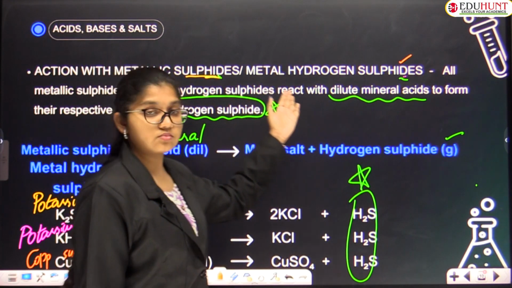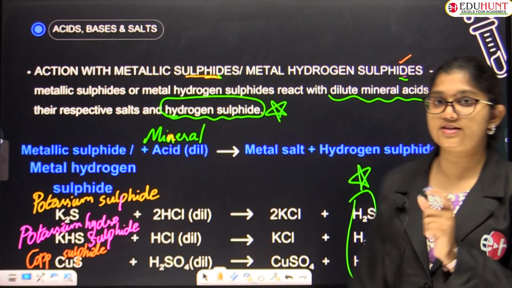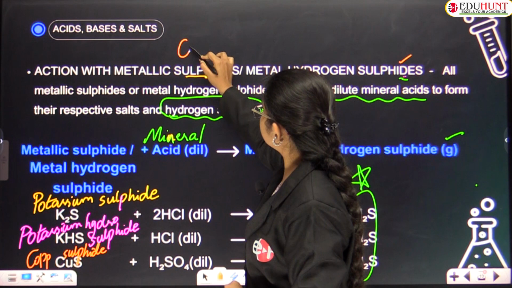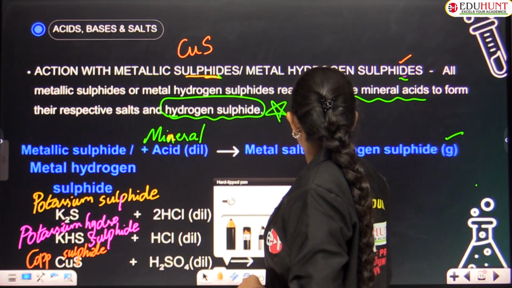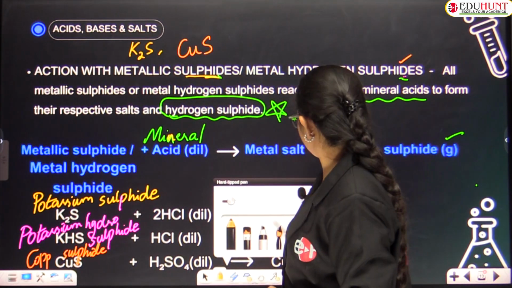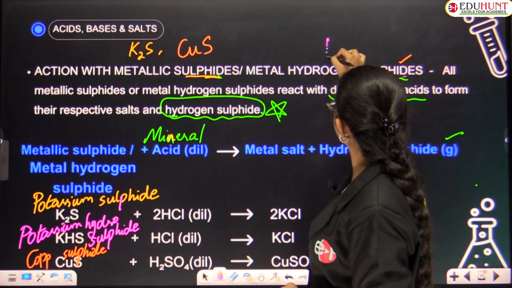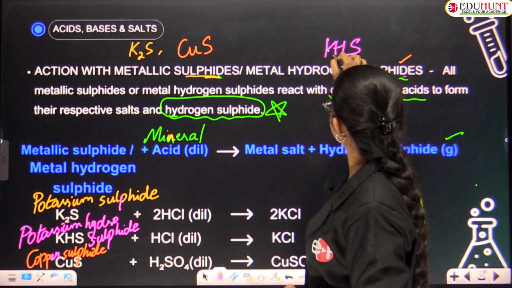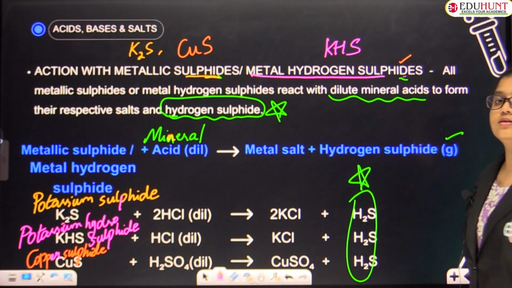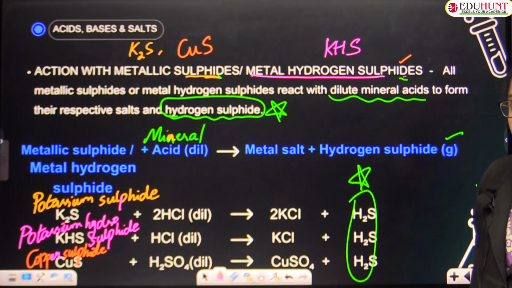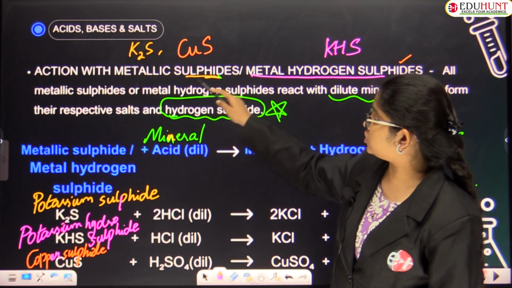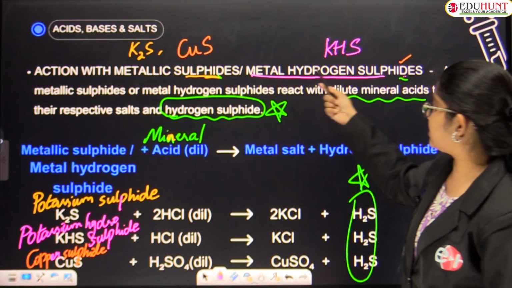In the previous section, we have sulfides. Clear now? Examples for metal sulfides are CuS and K2S. Then what about hydrogen sulfides? KHS. Okay, children. This is all about the 9th general property, reaction of acids with metallic sulfides or metal hydrogen sulfides.